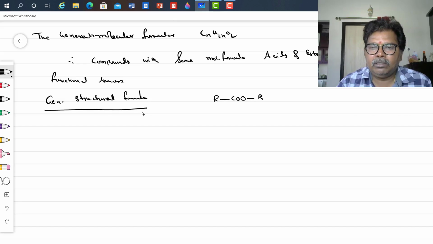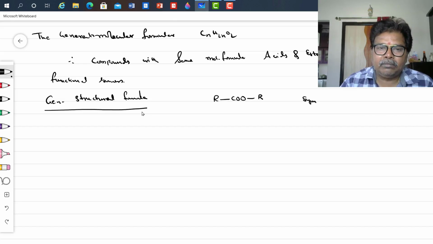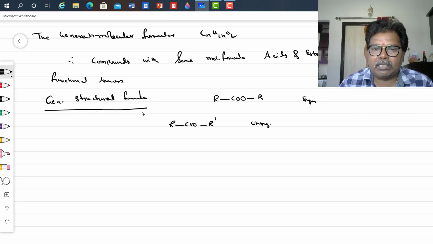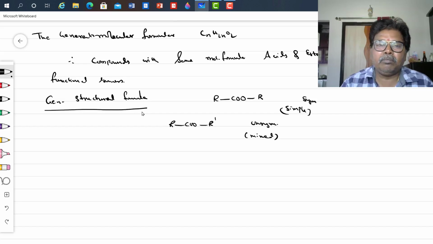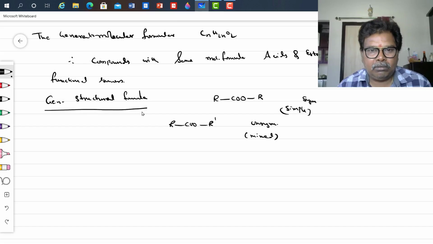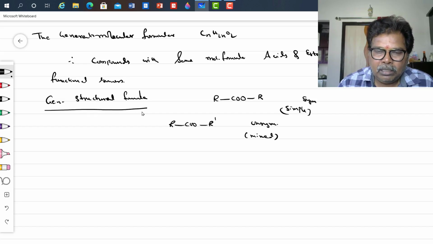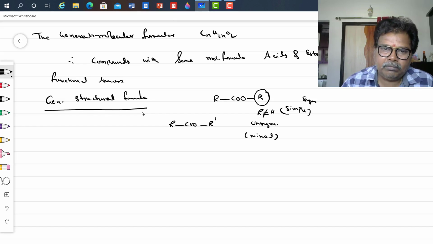See here, RCOOR is a symmetrical ester, or this is called a simple ester. RCOOR dash is an unsymmetrical ester. This is called a mixed ester. Now, here R dash is not equal to H. But here R may be equal to H also.